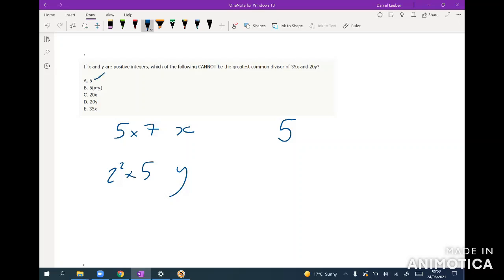We can have 5x minus y. I know that looks a bit weird, but for example, x minus y could be 1. There's no reason why it couldn't be, in which case this is just 5. So there's actually no problem with that.